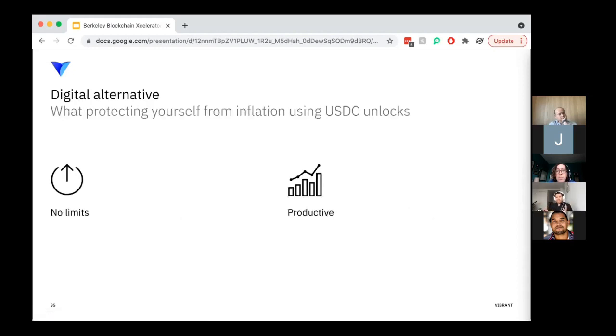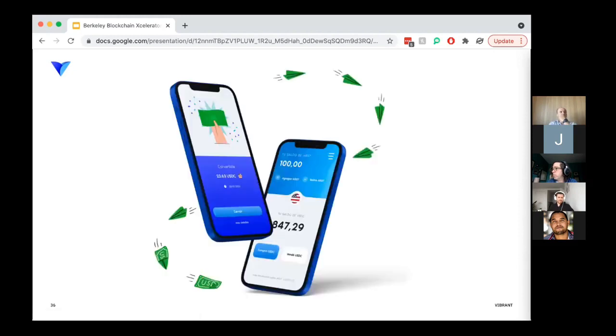The digital alternative that we're proposing here is one that helps people avoid monthly limits. There are limits if you do save in a dollar-denominated bank account in Argentina. And crypto allows you to not face those limits. It also allows you to put your money to use, to make your money productive. Rather than being stagnant underneath your mattress, you can start to earn interest on it. You can deploy it in other ways to grow it. And that's what Vibrant is.